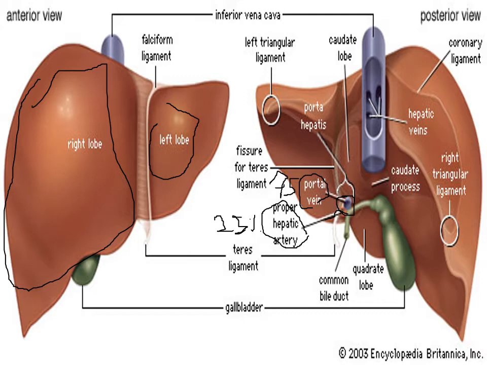Approximately 1,500 ml of blood usually passes through the liver per minute. The liver is drained by the collecting system that empties into the hepatic veins and ultimately into the inferior vena cava.